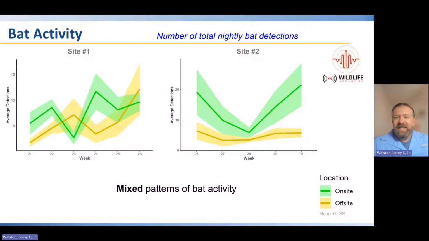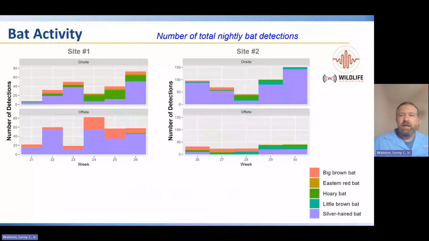So back to bats. We only have results so far for 2 sites. As you can see in these graphs, analyses are ongoing. Beginning with bat activity, again, calculated in the same way as bird activity, total daily number of bat detections, we see that things are pretty mixed. At one site, we don't really have any distinguishable pattern of bat activity. At the other site, we kind of do. We see that bat activity on site is consistently higher than bat activity off site.